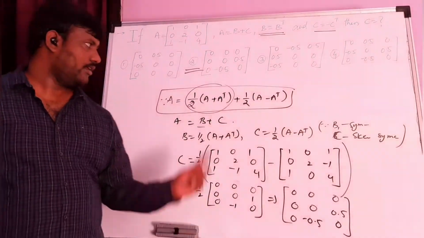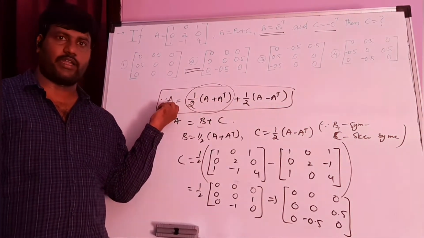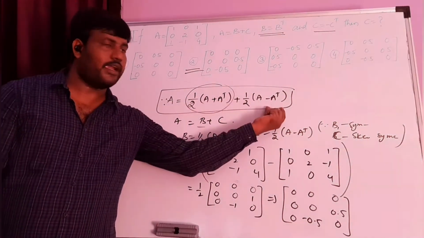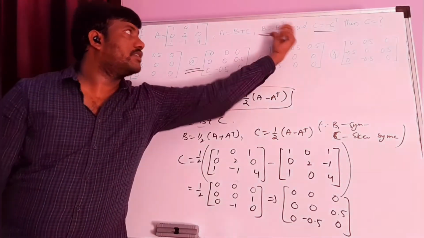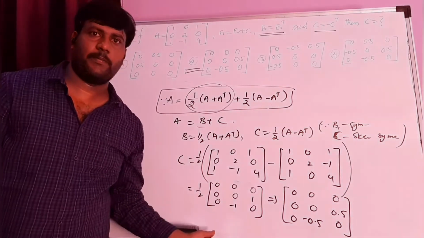Okay, is it clear? So very important here, this is a very important note: any square matrix will be the sum of a symmetric and a skew symmetric matrix, like when B is symmetric and C is given as skew symmetric. Okay, note down students, very important.